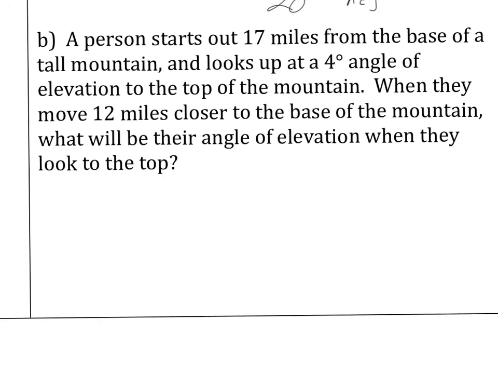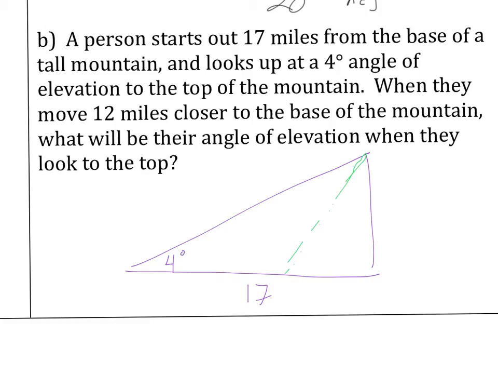Person starts out 17 miles from the base of a tall mountain. Ooh, that's exciting. There's my mountain. It's really tall because it's just a peak. All right, 17 miles. And they look up at a 4-degree angle of elevation. All right, when they move 12 miles closer, so now if they're 12 miles closer, that means they're 5 miles away. What is their new angle of elevation?